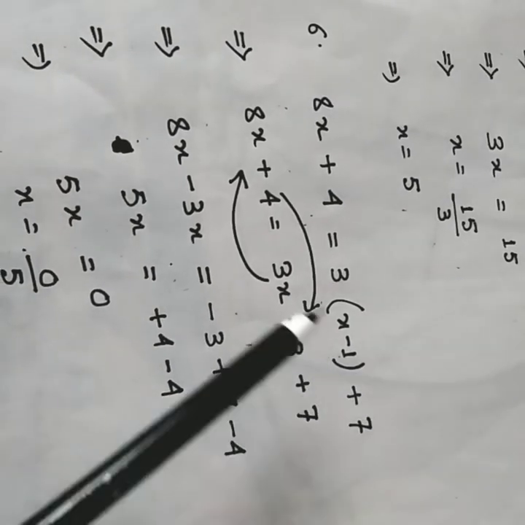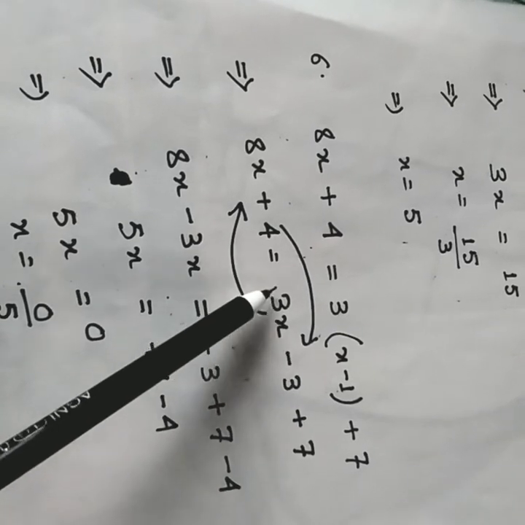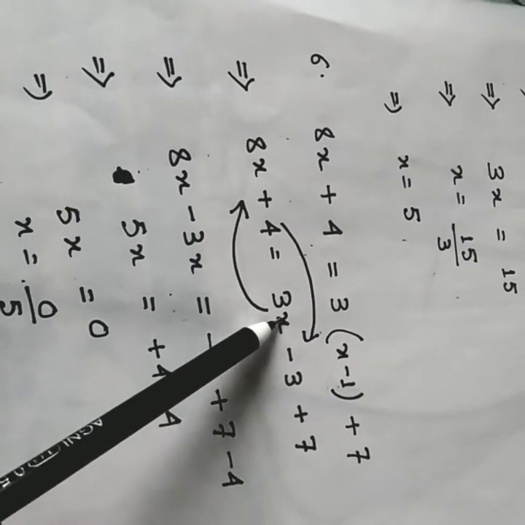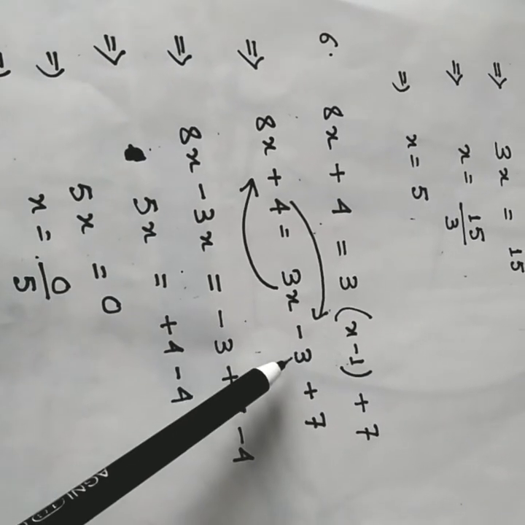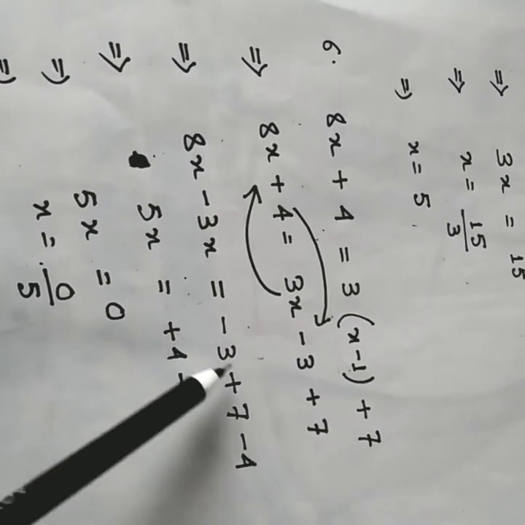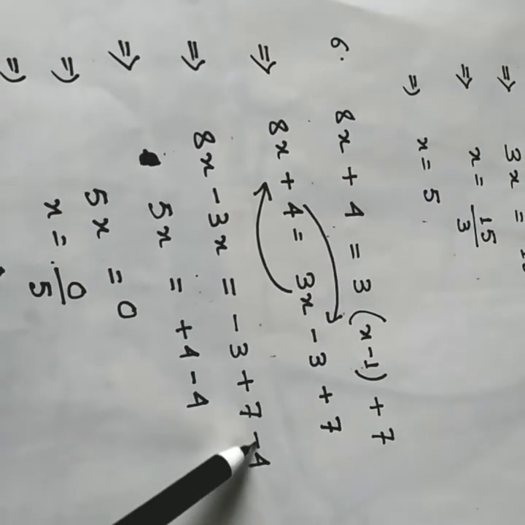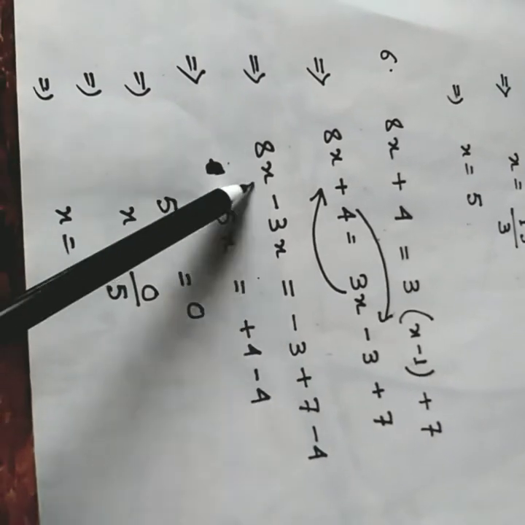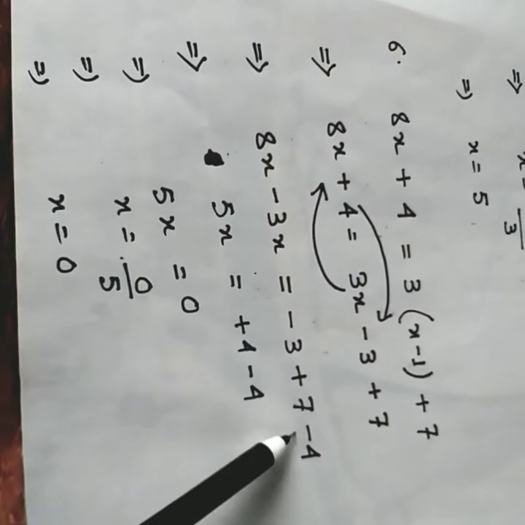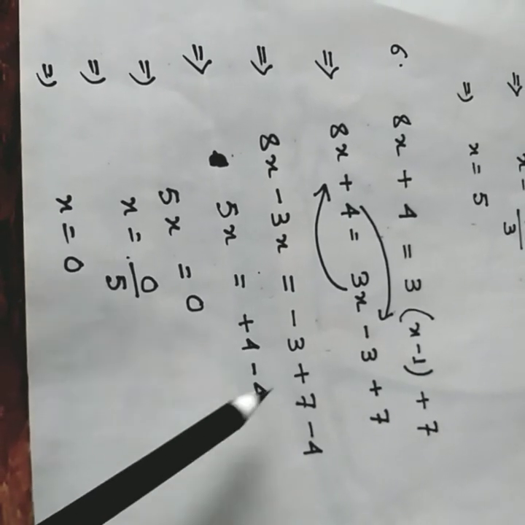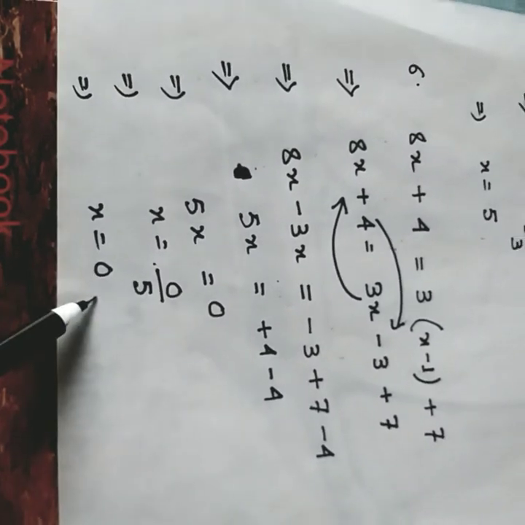Now what do we have to do? Obviously we have to bring the variable terms to the left hand side and the constant terms to the right hand side. This is carrying no sign, which means plus sign. So when we take this to LHS, it will become minus, 8x minus 3x. Now what constant terms do we have on the right hand side? That is minus 3 plus 7. I have already written that. Which term am I bringing from the left hand side? That is plus 4. When it comes to this side, it will become minus 4. Now solve this. 8x minus 3x is 5x. Minus 3 plus 7 is plus 4. Minus 4 is already existing, so we write minus 4. Now plus 4 minus 4 is 0. So x equals 0 by 5, which is x equals 0.